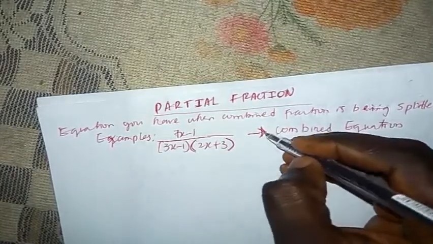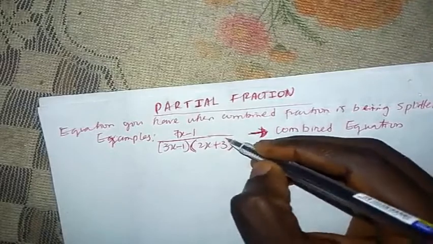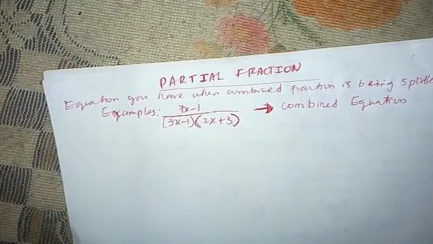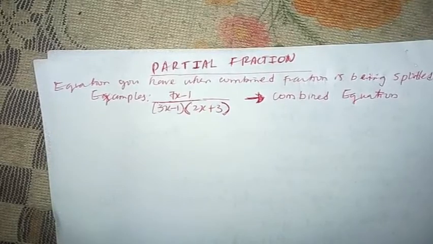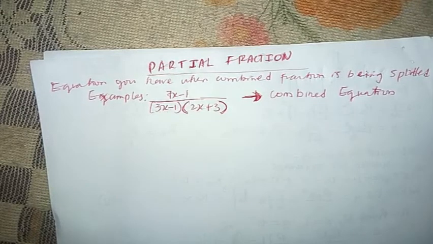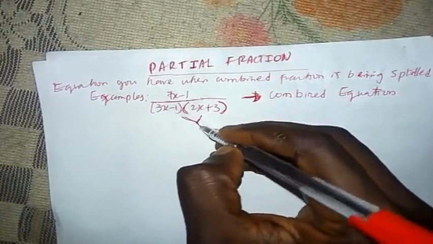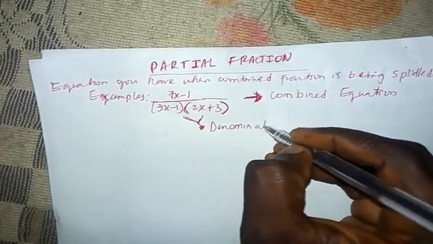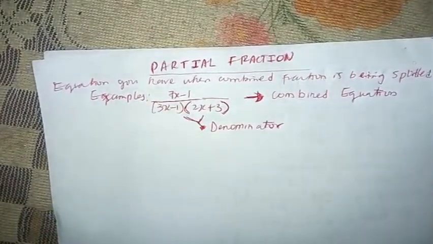If you want to solve this kind of equation, you cannot solve it ordinarily without splitting it into two. So if you want to split it, you are going to use what we refer to as partial fraction. Partial fraction is the equation you have when you split a combined equation into two. It might be 2, it might be 3, it might be 4. It depends on the denominator of the equation. So partial fractions are gotten when a combined equation is split. That's the meaning of partial fraction.